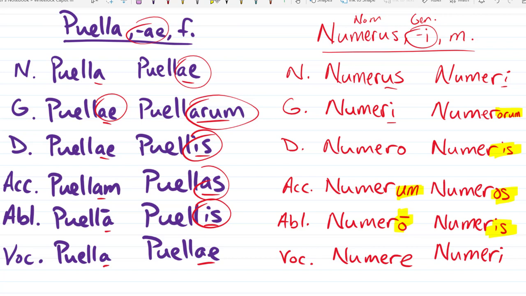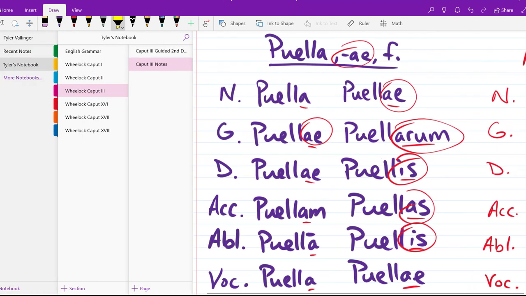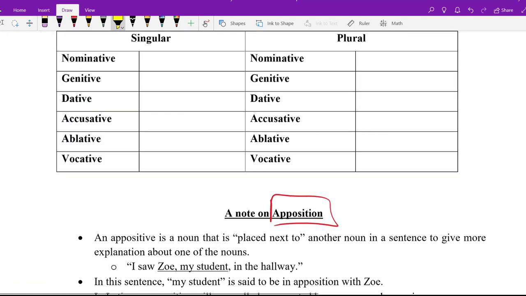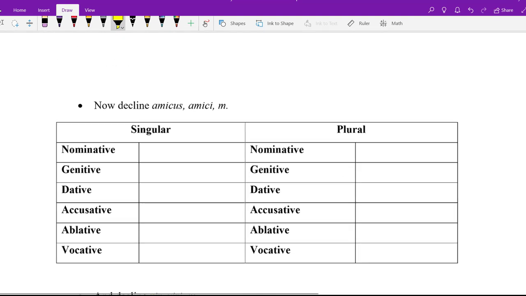So that would be my biggest thing, besides just studying all of these endings, is to take some time and sort of work smarter, not harder, and draw connections, right? We know first declension. There's going to be similarities with the second declension. But besides that, what I would like you to do is to try and go back to the note sheet and try and decline vir and try and decline amicus.